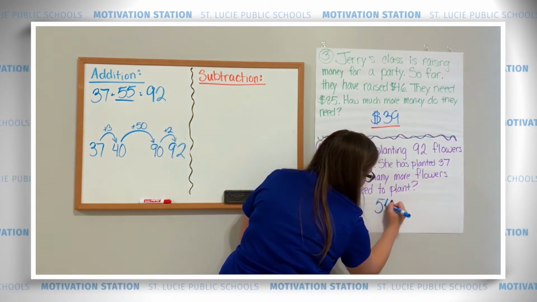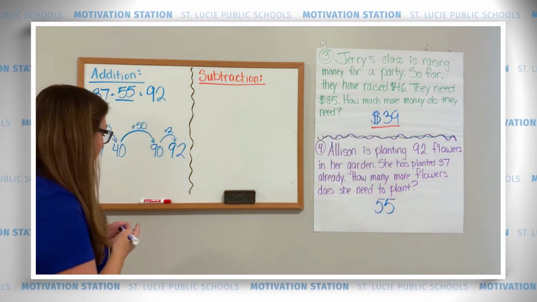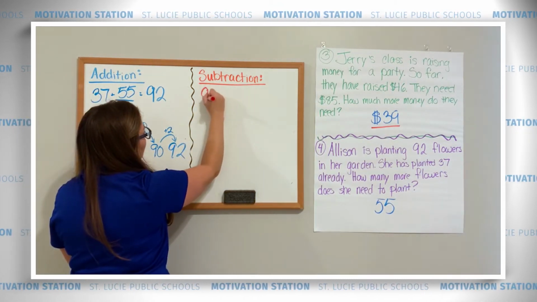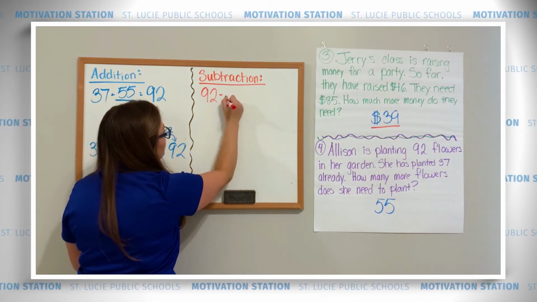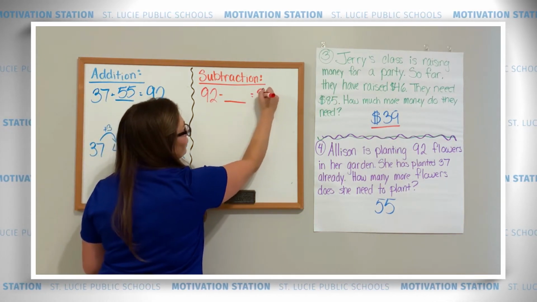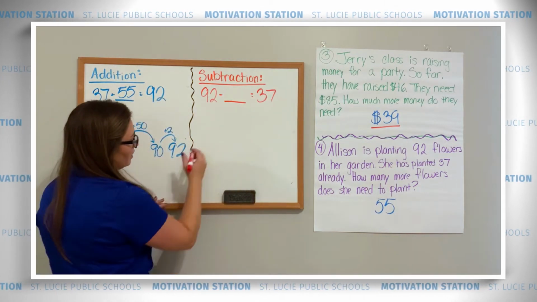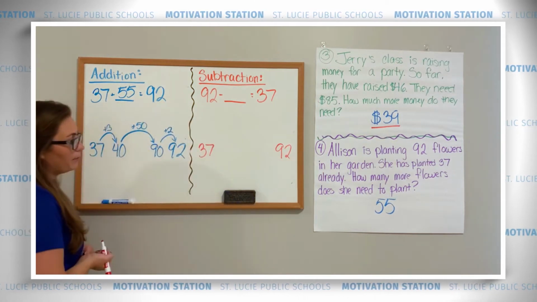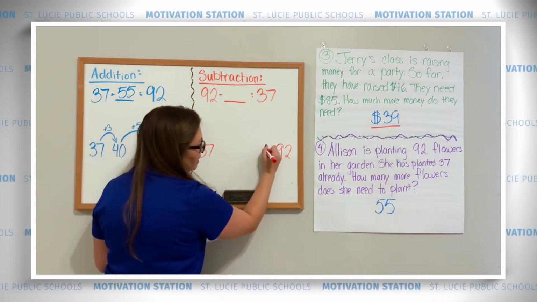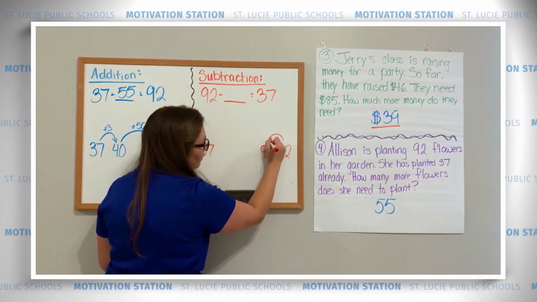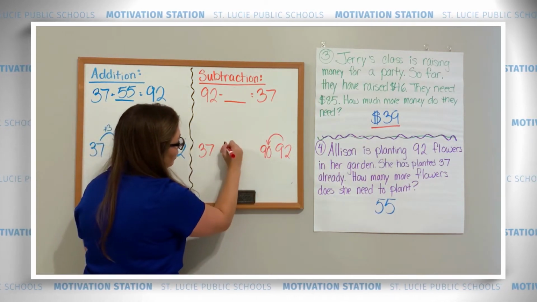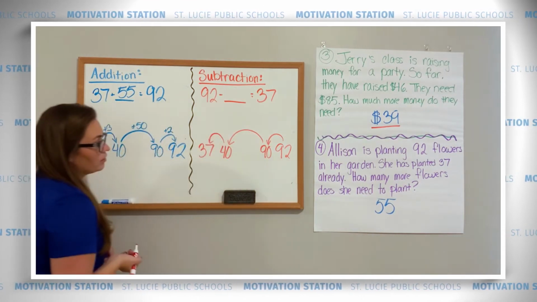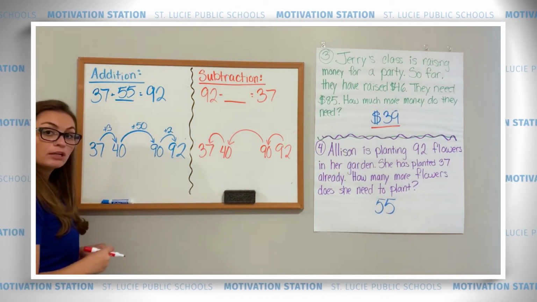So 55. We can confirm that with our subtraction. For subtraction, we're going to be starting with the 92 that she needs in all, subtracting a number to get us down to the 37 that she already has. So I put my 37 and my 92, and I need to plan my jumps. I like to go to an easy 10, so I'm going to go to 90 from 92. And then I can get close to 37 by going to 40, and then a little jump to 37. Just the reverse of what I did for addition.